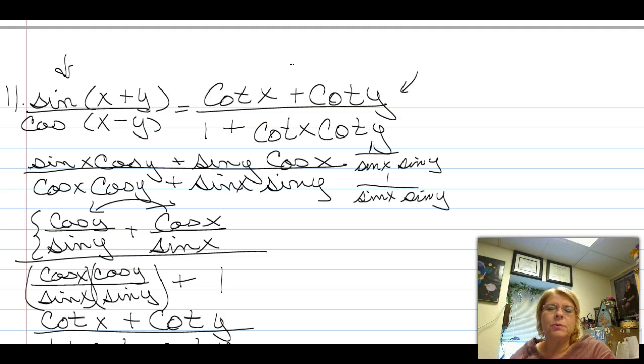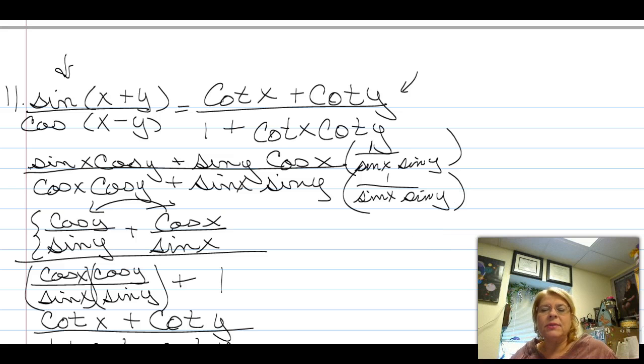I know what sine of x plus y is and cosine of x minus y is. Sine of x plus y is sine x cosine y plus sine y cosine x. Cosine of x minus y is cosine x cosine y, use the opposite sign with plus, and then sine x sine y. Alright, I need cotangents. That means I need my sines in the denominator. For me to get the other half of this, I've got to have fractions in fractions. To get cotangents, I've got to have cosines over sines. So I'm simply going to multiply everything by 1 over sine x sine y.